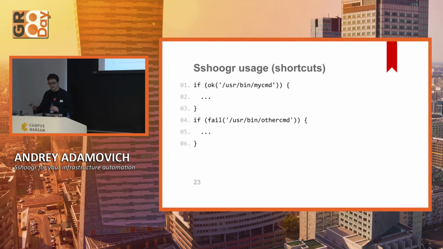Also, there are some shortcuts to make the logic look nicer, because it's a DSL. I mean, it has to provide some sugar for Sshoogr. There's an ok command method and a fail method, which I hope is quite obvious what they do. We just execute the command remotely without failing, check the exit status, and return true or false depending on what it is.